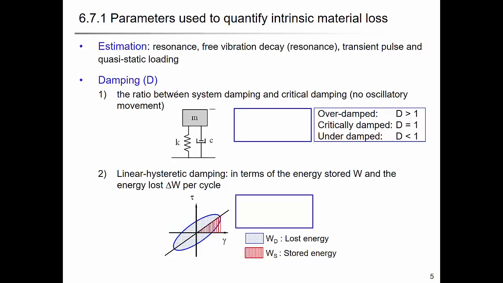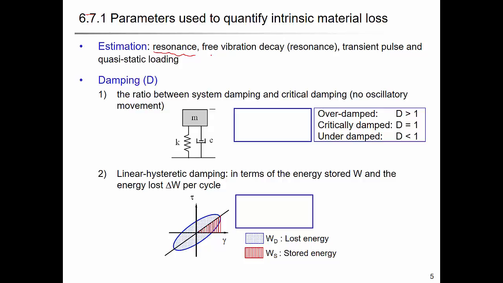So, the parameters used to quantify the intrinsic material loss. We use several engineering properties or parameters to describe the material attenuation, the intrinsic energy loss, and we can get the damping from resonant frequency, right? The FFRC, or free vibration decay. So for example, you have a material and you measure the vibration while it decays.